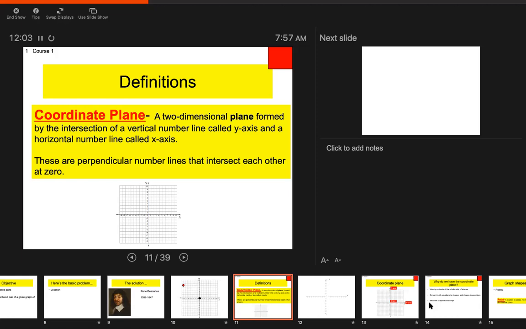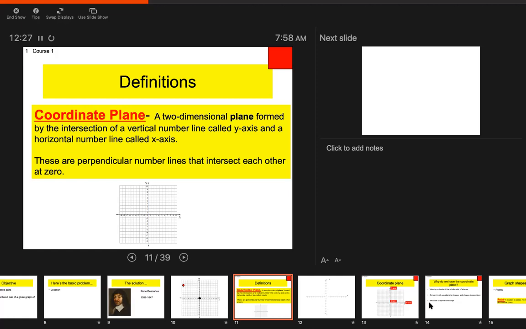Coordinate plane, it's two-dimensional. That means left, right, up, and down. It's a two-dimensional plane. Plane is just another word for a flat surface. So it's flat. Two-dimensional plane formed by the intersection of a vertical number line and a horizontal number line. So there's two number lines.